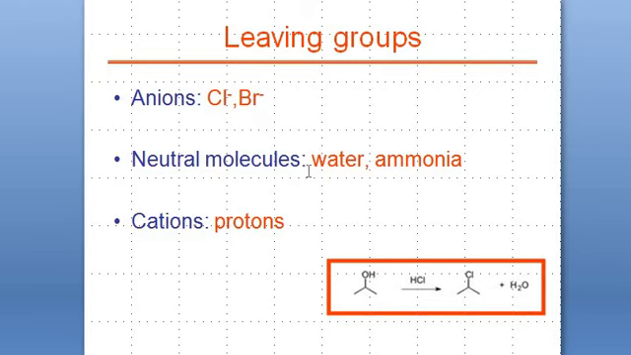Common neutral leaving groups are water and ammonia molecules. Leaving groups can also be positively charged cations, for example, protons. So, coming back to our previous example where 2-chloropropane was synthesized from 2-propanol in the presence of hydrochloric acid, our leaving group is a neutral molecule, that is water.